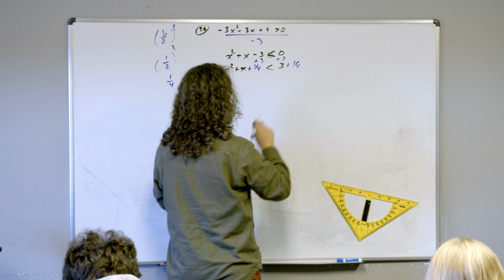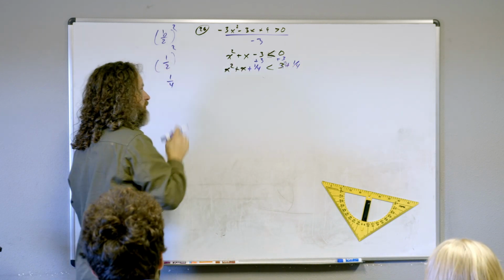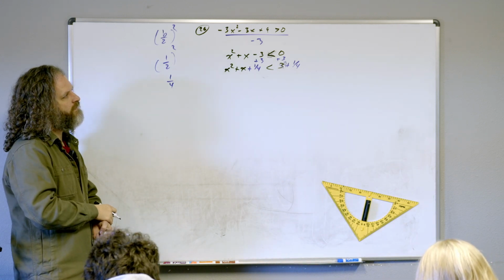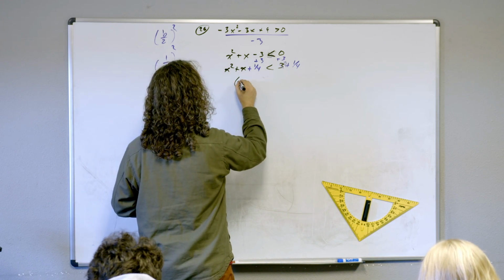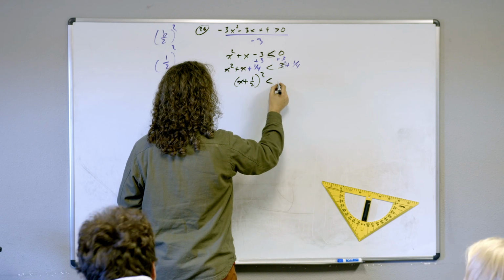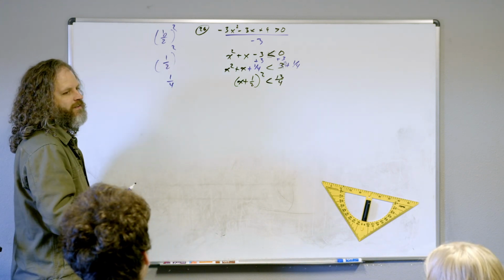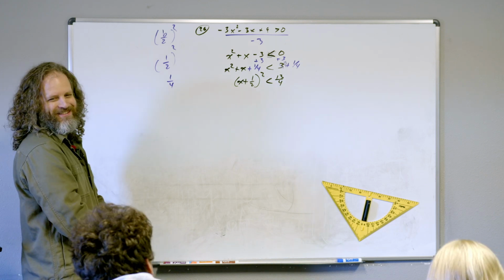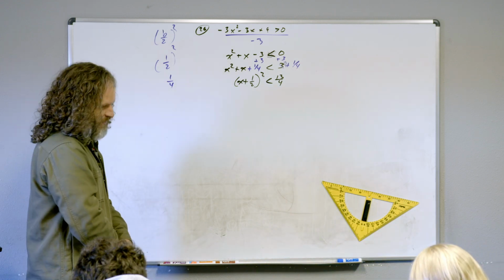I would turn this into 12/4 because improper is going to be easier to mess with in a minute, right? And then what happens? And then we get x plus 1/2 squared is less than 13/4. 13 fourths or 12 fourths? 12/4 plus 1/4 is 13/4. That's right, I forgot. Okay, now what?